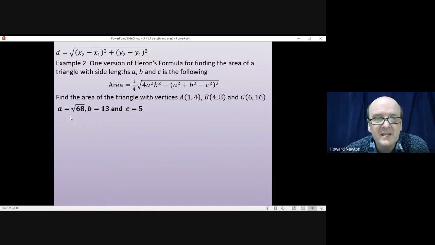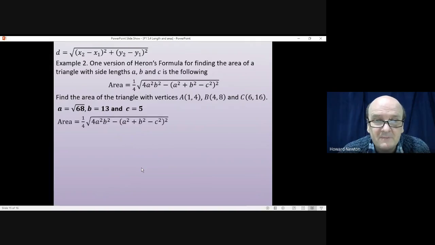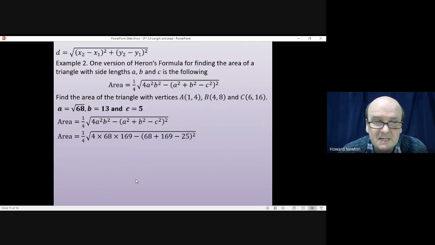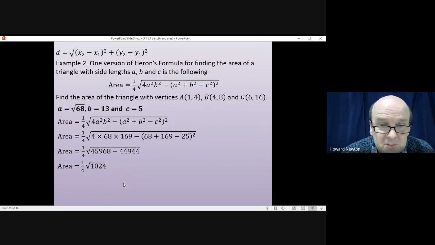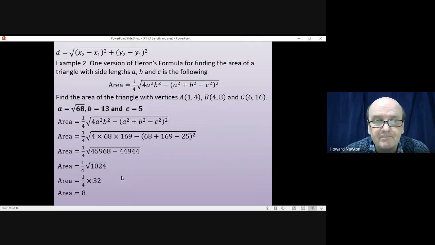So we now know the three lengths, a, b, and c. To find the area of the triangle defined by those three vertices, we just need to substitute those three values into the formula. So there's the formula. Putting the values of a, b, and c in will give us that. Multiplying those out simplifies to this: 45968 take away 44944 is 1024. And the square root of 1024 is exactly 32. So the area is a quarter of 32, which is 8.